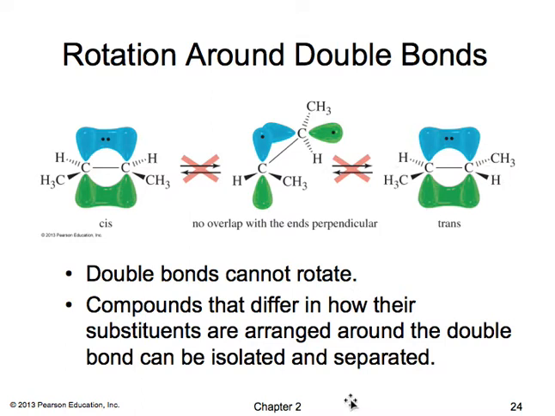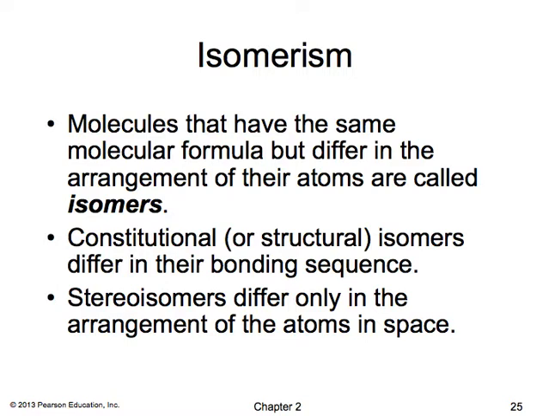Compounds that differ in how their substituents are arranged around the double bond can be isolated and separated. So here you have them cis, meaning on the same side. Here you have the methyl groups trans, on different sides. These two are different arrangements and thus can be separated. Whereas if you have a single bond, you cannot separate those because they are freely rotatable. This leads us to the definition of isomerism.